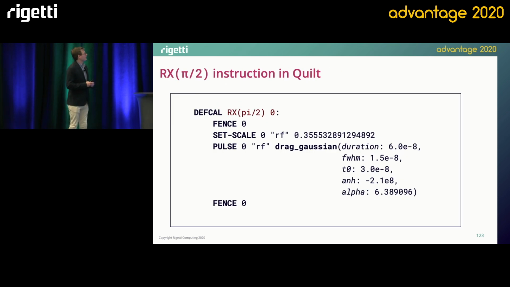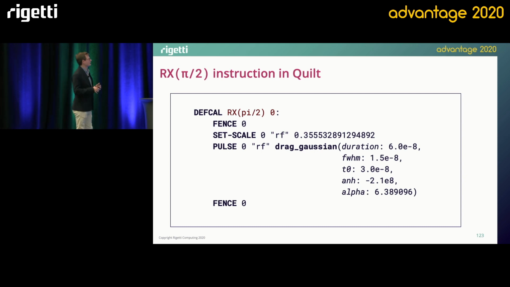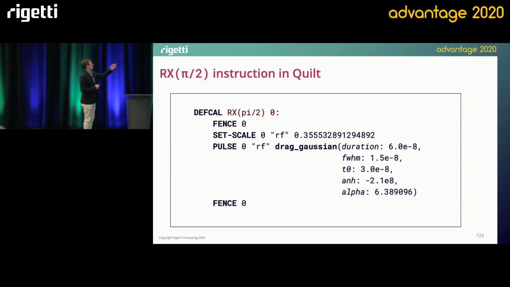So here's a little example of calibrating an X rotation by pi over 2. It's relatively straightforward. First, we're going to fence off everything. We're saying nothing in this region can execute simultaneously on qubit 0, meaning anything that happens on qubit 0 has to happen strictly before or strictly after. We're going to scale our drive line here, which means we're going to set the amplitude of the pulse that's coming out. And then we fire a pulse.